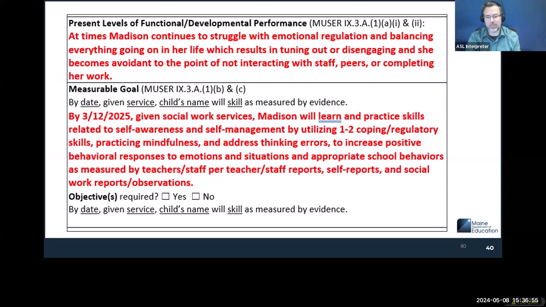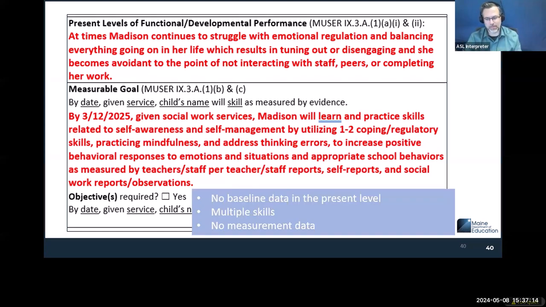Learn and practice. Yep. What else we got? How many coping strategies does the student know? Right, because there's a difference between learning new strategies and utilizing previously learned strategies.